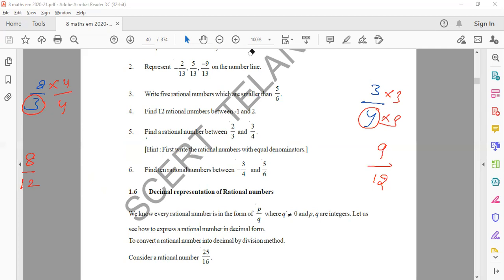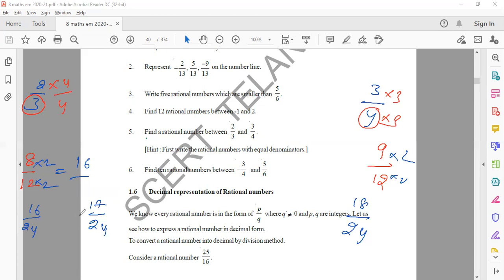If you want more numbers, a simple logic I told you: you multiply the numbers. What can you do? I am ready to multiply with 2 and 2. What are you going to get now? 8 twos are 16 by 24. Next, 18 by 24. What you got? Only 17.